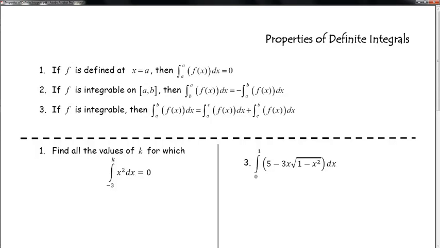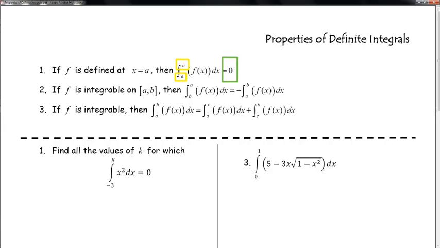Alright, today we're going to talk about properties of definite integrals. The first one is: if f is defined at x equals a, then the integral from a to a is equal to 0. Remember we talked about a width of 0, where we start at 2 and end at 2, the area equals 0. Anytime your starting point and your ending point are the same, your area is always going to be equal to 0.